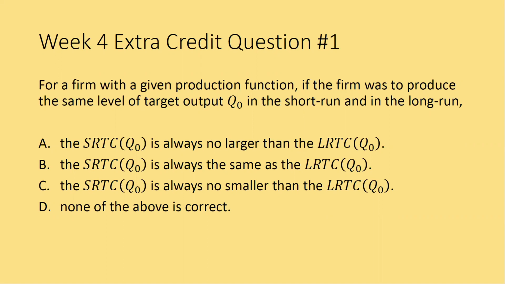I just want to point out that here I'm not assuming any type of production function. So in general, the production function can be any production function. Or is it that none of the above is correct? That sometimes the short run total cost is larger than the long run total cost, while in other cases, the short run total cost is smaller than the long run total cost. So you can think about this and provide your answer on iLearn to the week 4 extra credit question.